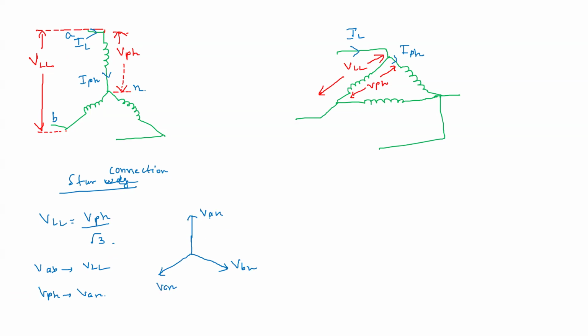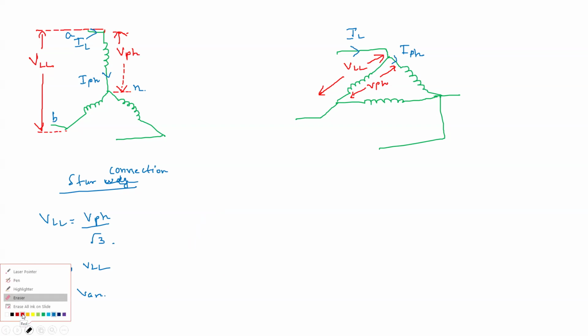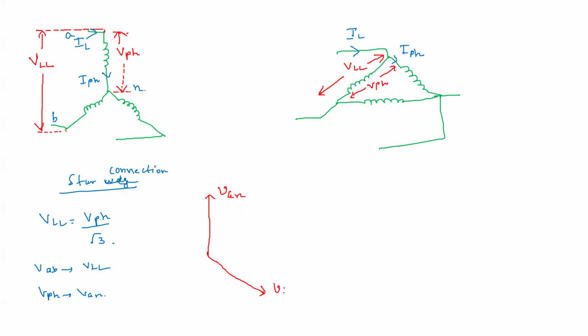Now, if I have to see VAB, so VAB will be what? Let me draw it in a very clear way, so that you will also understand the angles. This is your VAN, this is VBN, this is VCN. So first of all, you understand that these angles are 120 degrees, so that the whole thing is 360 degrees.